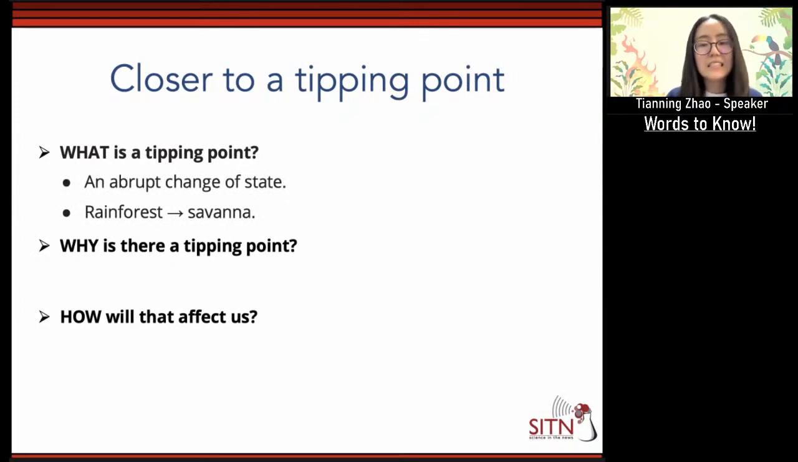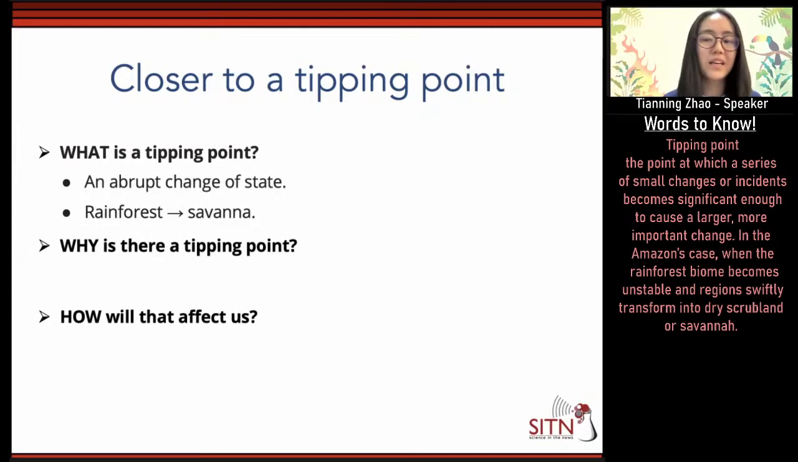It is a point where a series of small changes or incidents finally becomes significant enough and causes a larger, more important change. In the context of the Amazon, it's when the rainforest biomes become so unstable that the region would swiftly transform into dry scrubland or savanna, which is simply a mixed woodland-grassland ecosystem. It's a downgraded ecosystem, by the way.